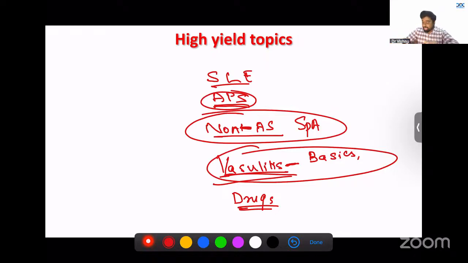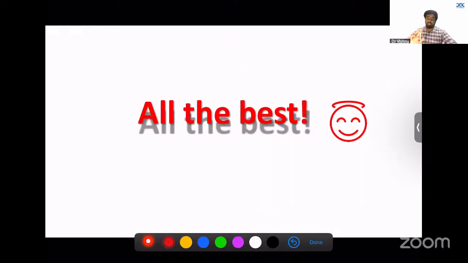For vasculitis, I'm sure one question will come. Drugs, I don't know whether a question will come or not, although they are asking, and they're asking a little bit in depth also. If you have a little bit more time, you can go through it. Otherwise, completely forget it. So those are your main high yield topics, especially APS and basics of vasculitis. These two things definitely go through.